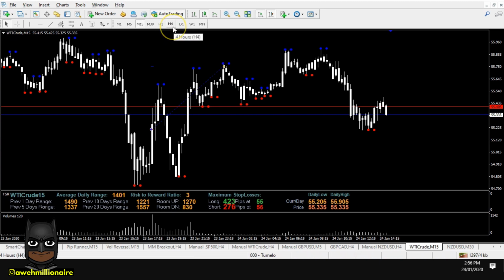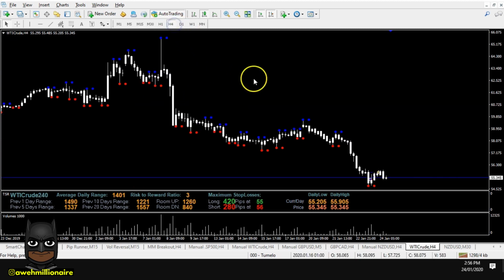So I'm going to go to the 4-hour time frame. I took this trade on the 15-minute time frame, but I'm going to go to the 4-hour time frame so I can show you exactly where I identified the supply and the demand levels, because supply and demand is the key to trading with the banks. I'm not going to focus on the supply level today. I'm just going to focus on the demand level.